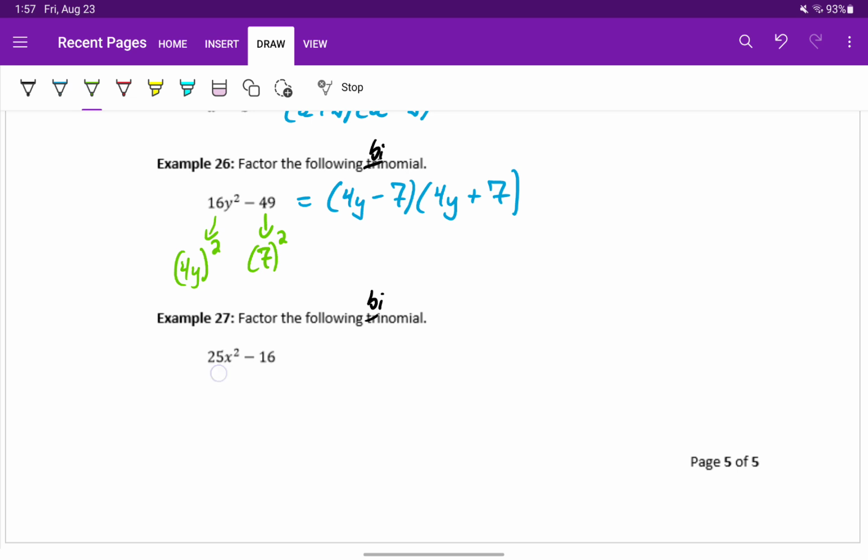Similarly, in example 27, 25x squared is the same thing as 5x, that quantity squared, and 16 is equal to 4 squared. Since we have the difference of two perfect squares, we can factor this as 5x minus 4, 5x plus 4.